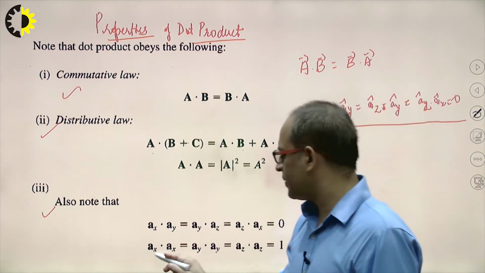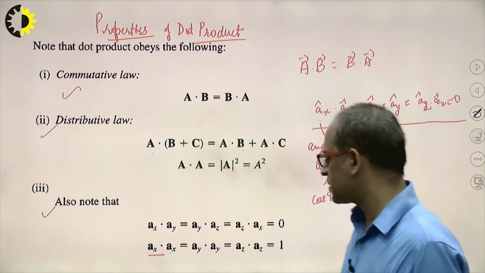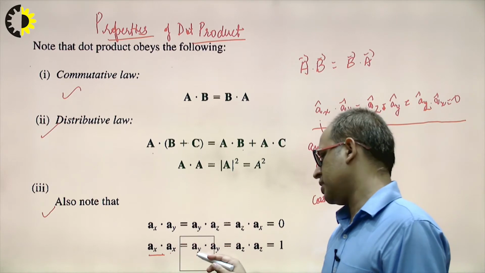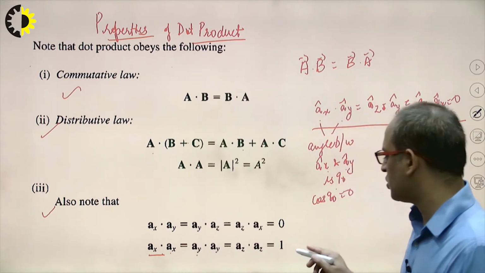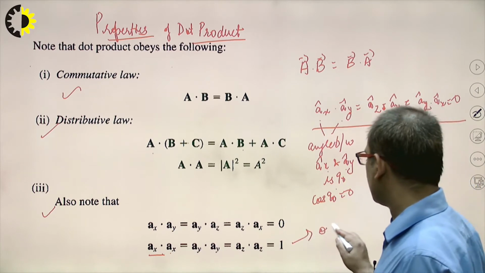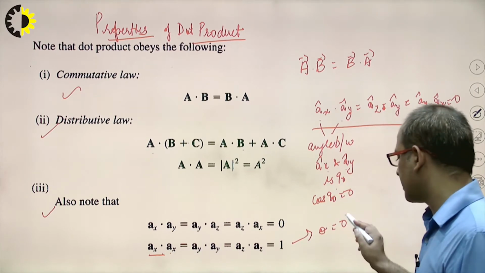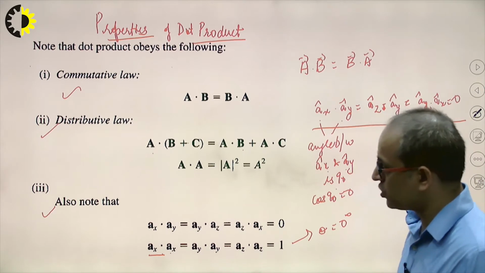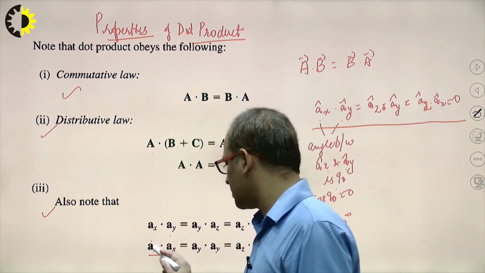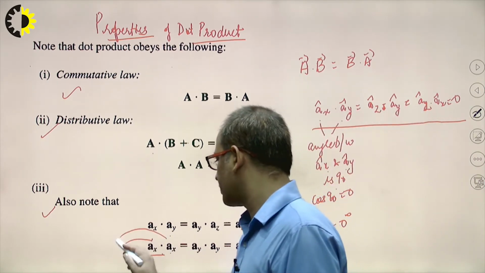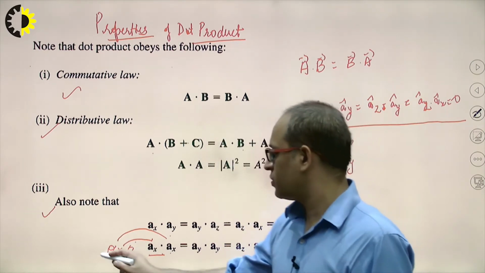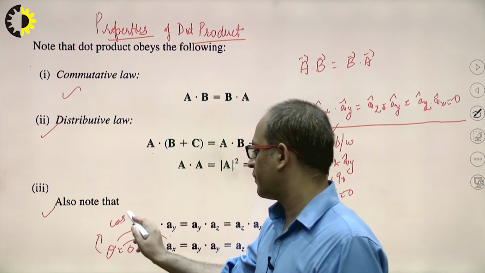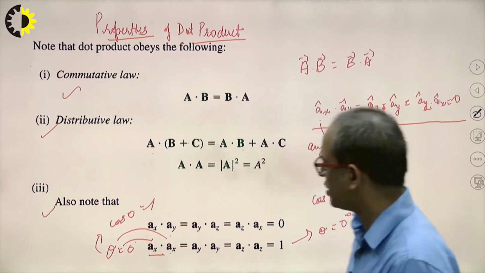Now similarly, a cap x dot a cap x is equal to 1, and a cap y dot a cap y is equal to 1, because here theta is equal to 0 degrees, and when theta is 0 degrees, cos 0 is equal to 1. Clear?